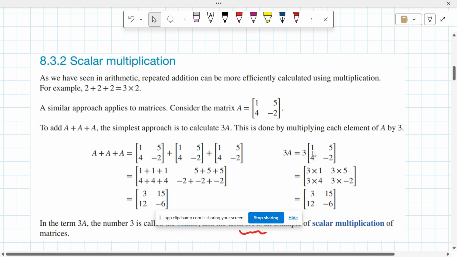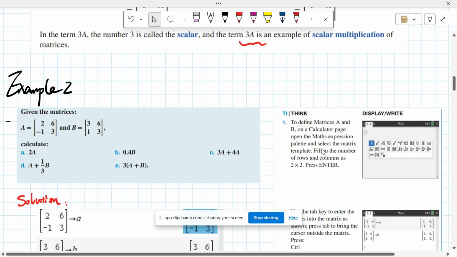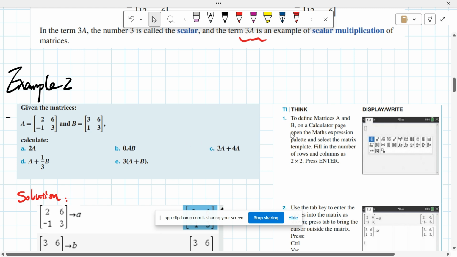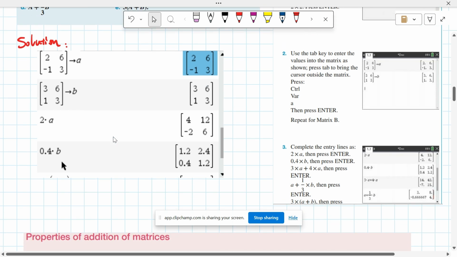Now we're going to talk about multiplication, scalar multiplication of matrices. Scalar means we're using numbers and substituting, and then we try to figure out the questions together. So let's have a look.